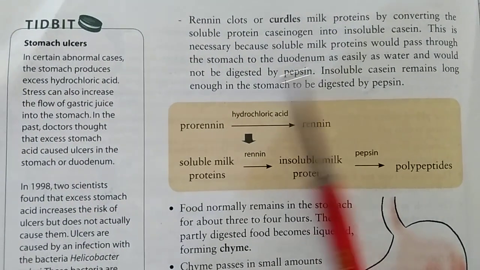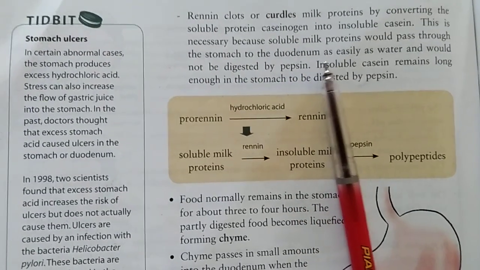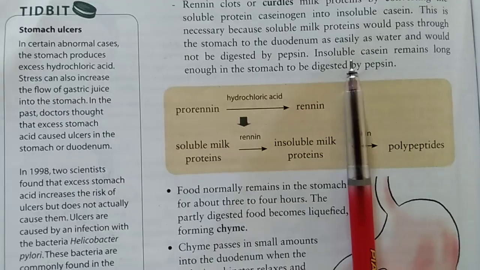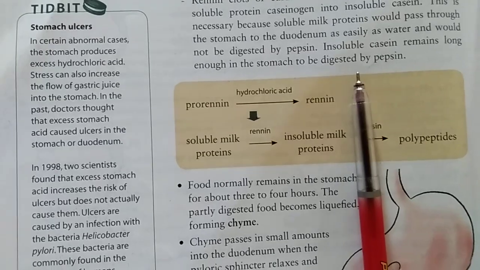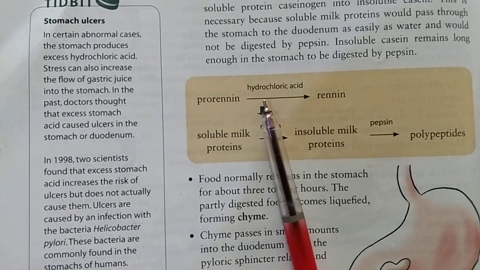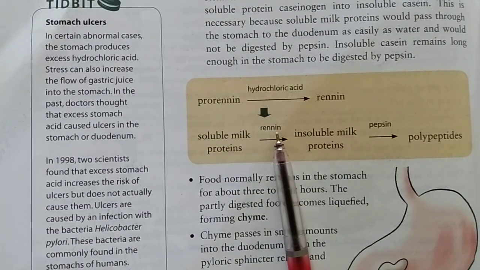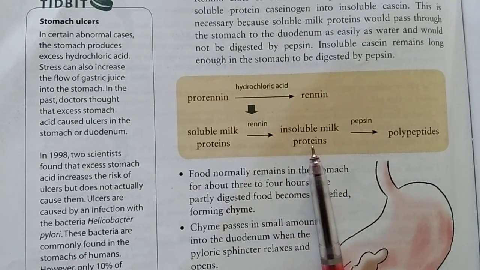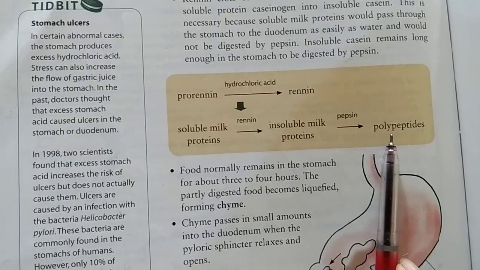This is necessary because soluble milk protein would pass through the stomach to the duodenum as easily as water and would not be digested by pepsin. Insoluble casein remains long enough in the stomach to be digested by pepsin. Look here, prorenin plus hydrochloric acid as a catalyst converts into renin, and soluble milk protein in the presence of renin becomes insoluble milk protein, and insoluble milk protein in the presence of pepsin converts into polypeptides.